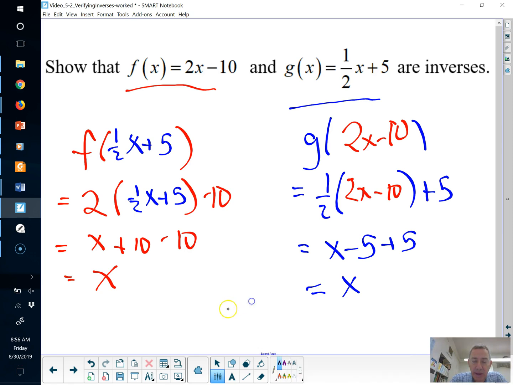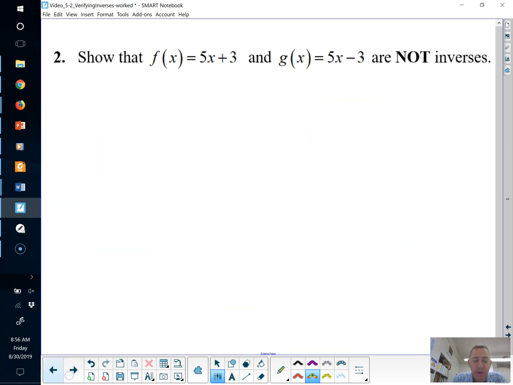Notice that you got x on both sides, but you got to it by different ways. x plus 10 minus 10 doing f of g of x, x minus 5 plus 5 doing g of f of x. Now, a quick look. Some that are not inverses, we can take a quick look.